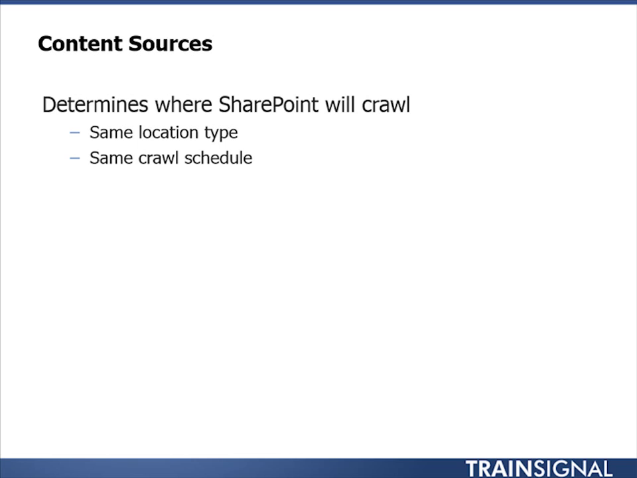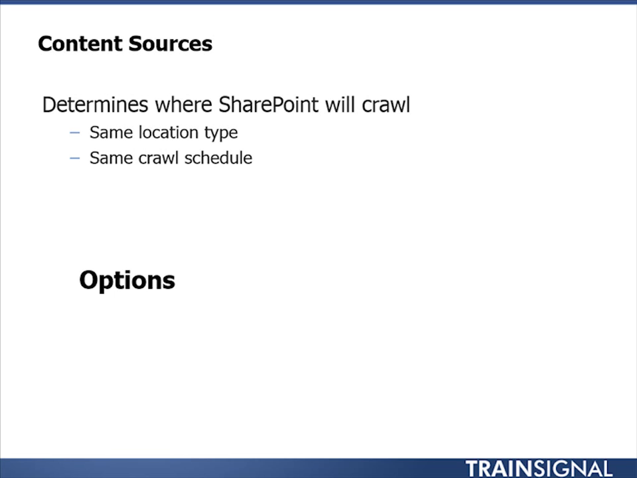We have the ability to set up different crawl rules, which allow us to utilize either a different algorithm or different username and password to connect out to a different site. That's actually separate from our content sources, so we can configure that as needed later on. The only two things that our content sources need to share, all the items inside of there, they just need to share the same location type and the same crawl schedule.